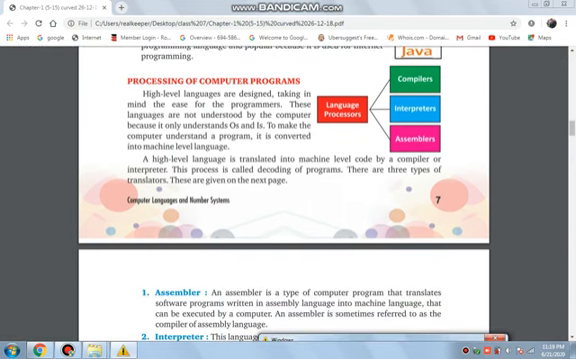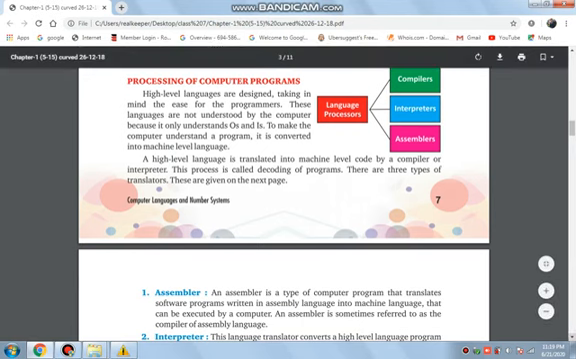So what we can do to make the computer understand a program is convert it into machine language. But how can we convert a high level language into machine language? So the answer is by using converters. We have two types of converters, compiler and interpreter, and the third converter is assembler. So let's study all these three one by one.